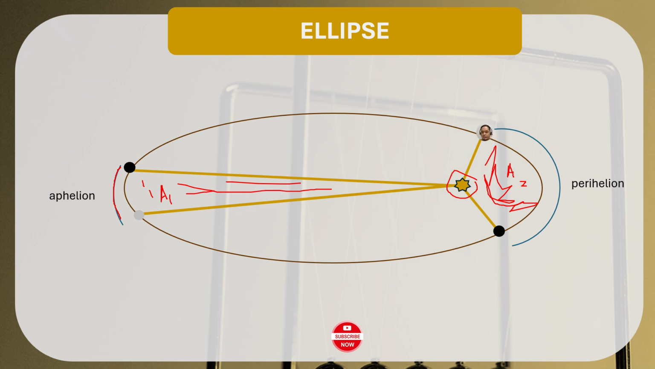During perihelion, the planet is closer to the sun, so it will move faster, creating a larger arc. If we put this arc into a line, it looks longer than the line formed here at aphelion.